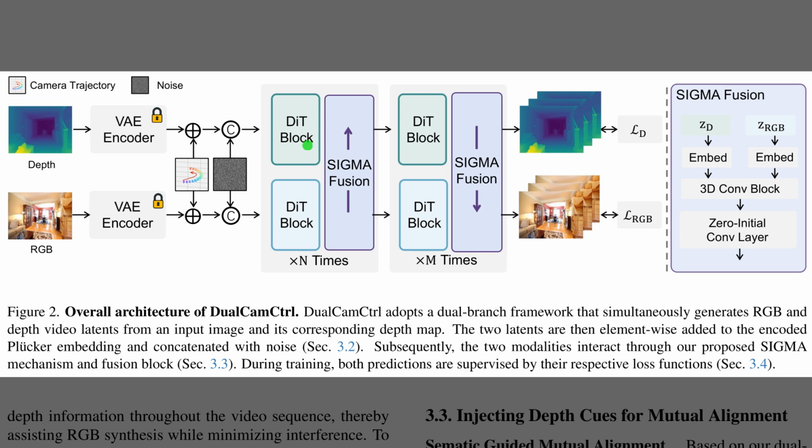In the middle blocks, the model repeatedly denoises both streams and lets them communicate through the Semantic Guided Mutual Alignment module, which is a special fusion step that trades appearance cues and geometric cues. On the right, the two refined latent sequences decode into synchronized depth and RGB videos, each supervised by its own loss, so they remain stable and consistent.